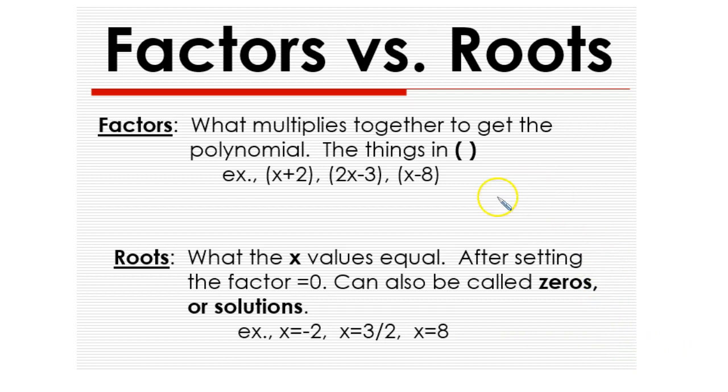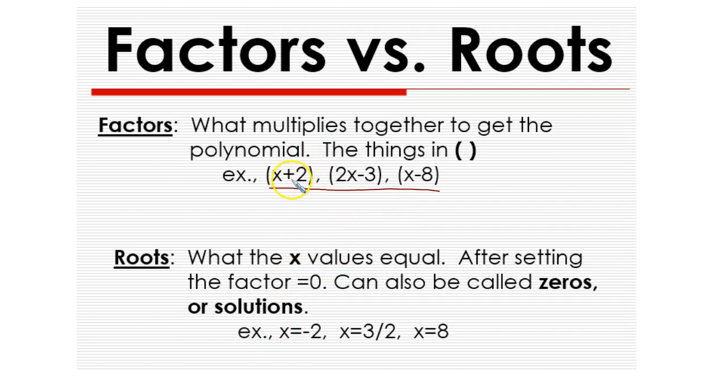I first have to talk about the difference between a factor and a root. Factors are the things that multiply together to get the polynomial. If I'm talking about factors, I'm talking about things that look like this: x plus 2, 2x minus 3, x minus 8. They're the things that are in parentheses after you factor.